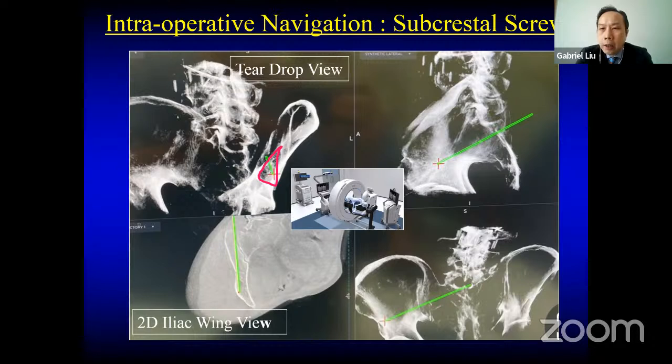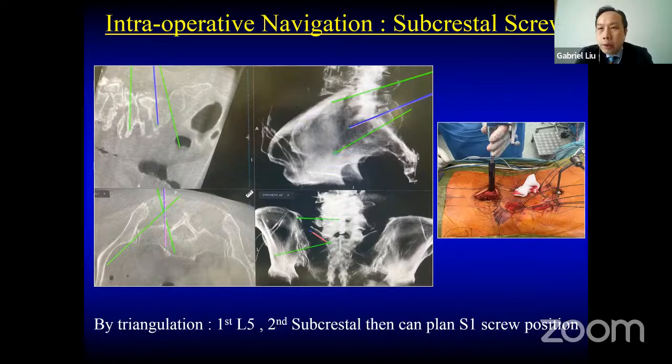You can just put the screw into the system quite easily, maybe the S2A iliac screw or the traditional iliac screw. The other thing that is particularly good is the sequence in which I insert the screws: it is always the L5 first, followed by the subcrestal screw. And then last, I will insert the S1 screw. By doing so, you can triangulate the position of the S1 screw to allow easy connection between the L5 and the iliac screw, because the S1 screw pedicle is very big and gives you room for error.